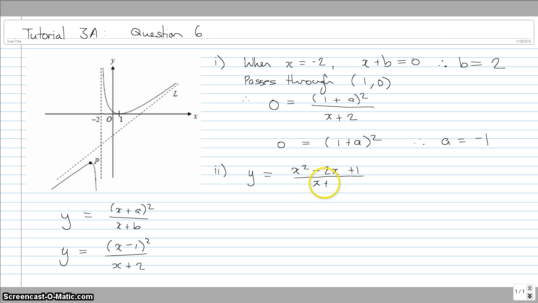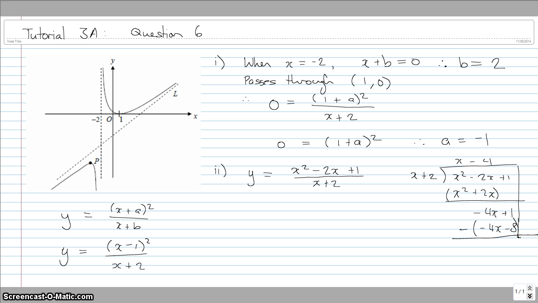over x plus 2. Now what happens if I take x squared minus 2x plus 1 and divide it by x plus 2? Well, first is x, then I'd get x squared plus 2x. I would get minus 4x plus 1, minus 4x minus 8. And that leaves me with a remainder of 9. So this is the same thing as x minus 4 plus 9 over x plus 2.